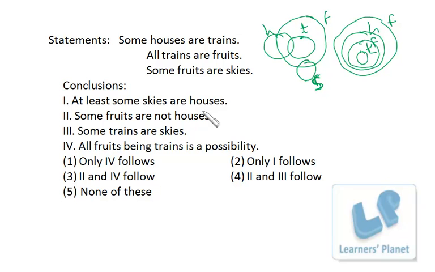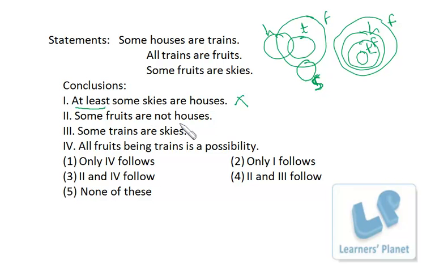At least some skies are houses. Skies and houses, we can see it is not necessary, it is just a possibility. You can see skies and houses, we do not see any intersection over here, right? So at least some skies are houses shows a definite conclusion, but it is not a surety, it is just a possibility because we do not see intersection between houses and skies over here, right? So this is not done.